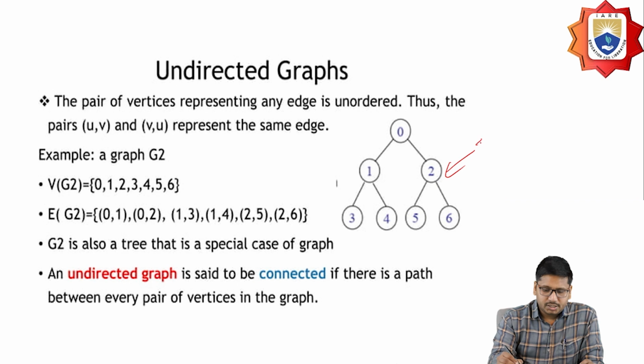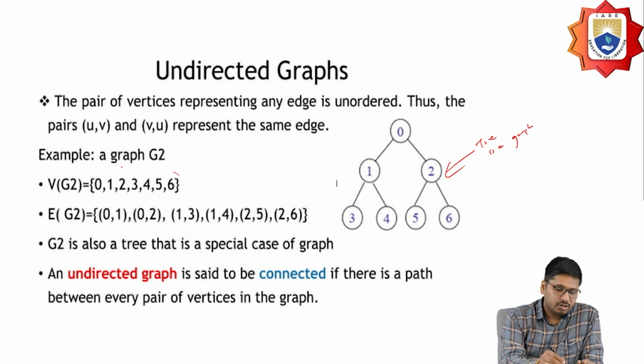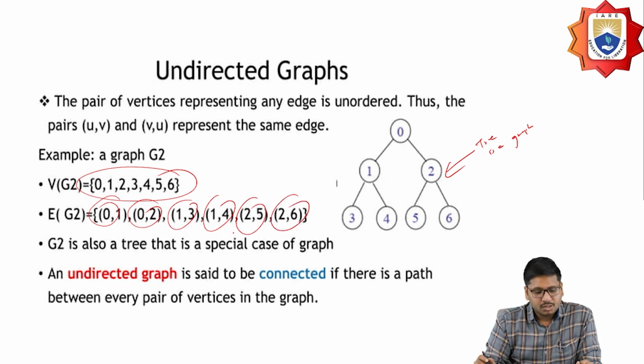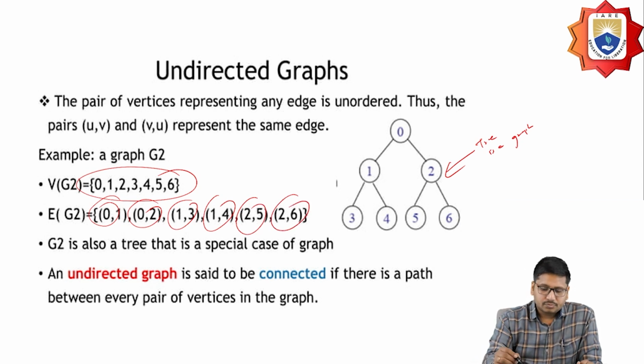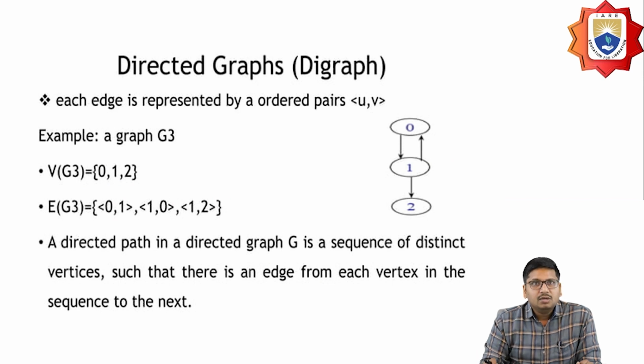So this looks like a tree, but a tree is also a graph. The set of vertices of the graph is 0 to 6, and the edges are 0-1, 0-2, 1-3, 1-4, 2-5, and 2-6. So every tree is a graph, but every graph may not be a tree. An undirected graph is said to be connected if there exists a path between every pair of vertices in the graph.